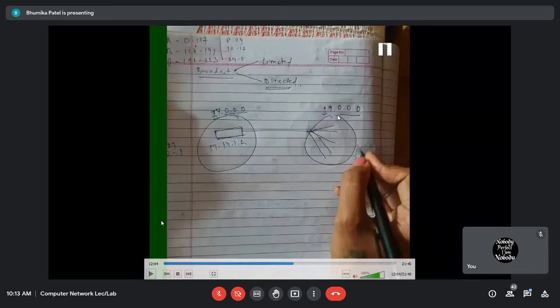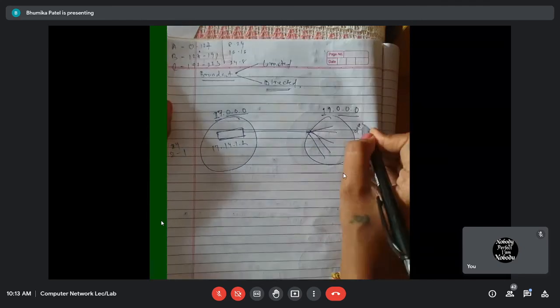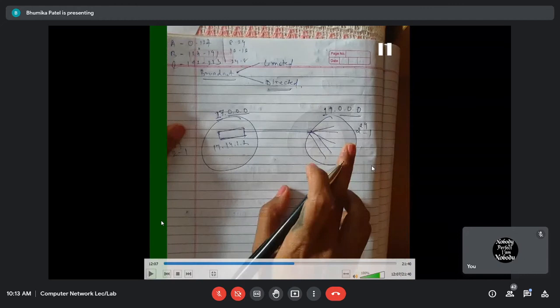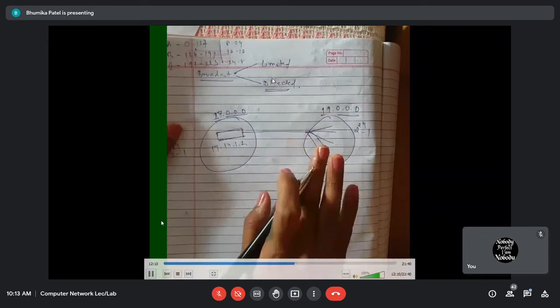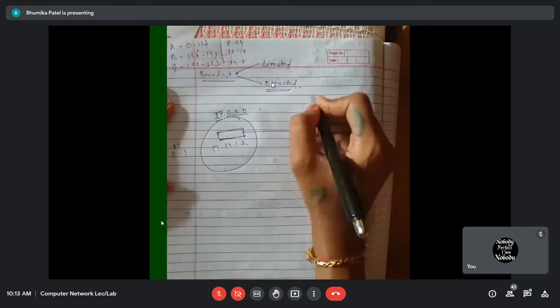So for example, it is 19.0.0.0. So it is class A. So I want to send a message to 2 raised to 24 minus 1 devices, but in a different network. Then I'm going to use the directed broadcast address.